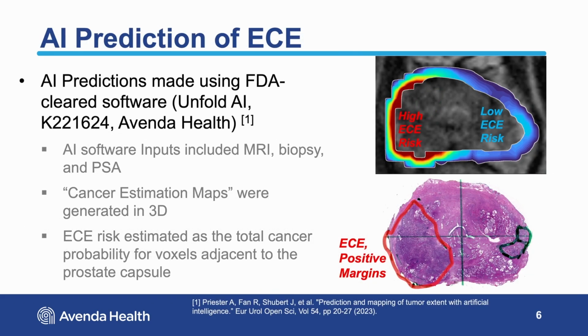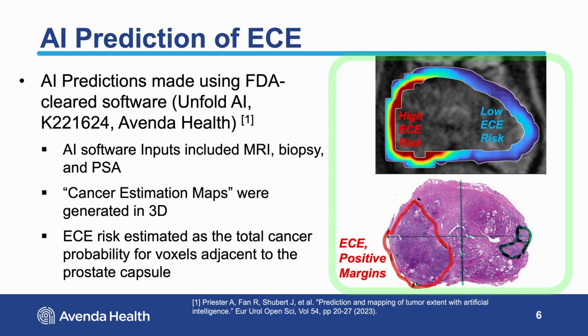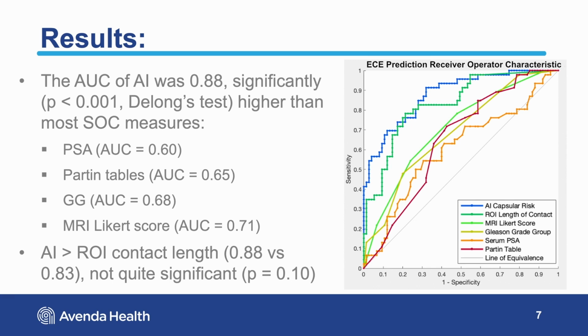Meanwhile, AI predictions were made with FDA-cleared software Unfold AI, which used MRI, biopsy data, and PSA to generate 3D cancer estimation maps. Using these maps, ECE risk was estimated as the total cancer probability adjacent to the prostate capsule. For the earlier example case with positive margins, AI correctly determined ECE risk to be high in that region. Predictive accuracy was assessed using area under the curve measures and compared using DeLong's test.